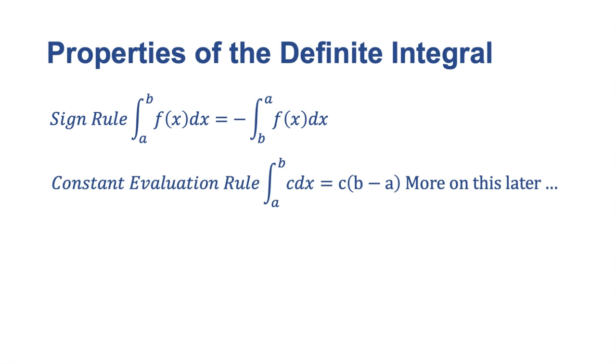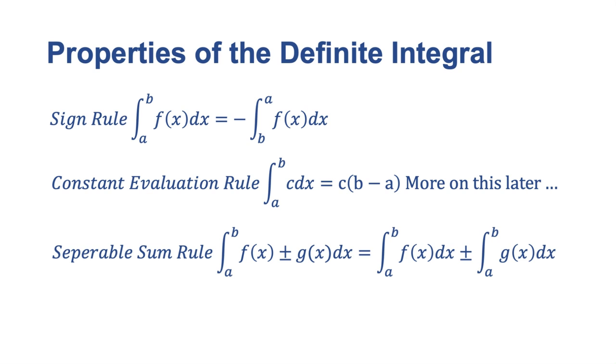We also have the constant evaluation rule. This basically means that if I take the integral from a to b of c dx, it's going to be c times (b minus a). This is a form of one of the very important theorems in calculus called the fundamental theorem of calculus. This is going to make it really easy to evaluate integrals. We're going to talk about that in a couple of videos. It's going to make your life really easy.